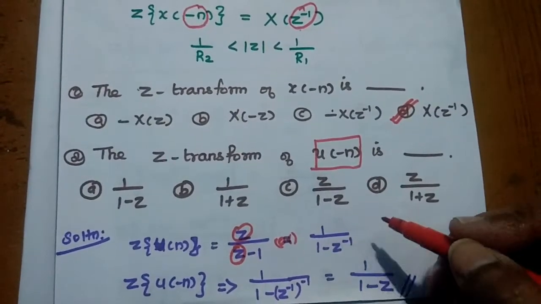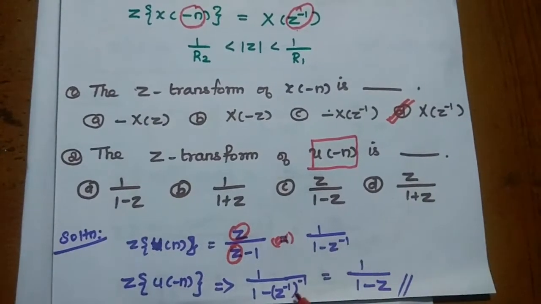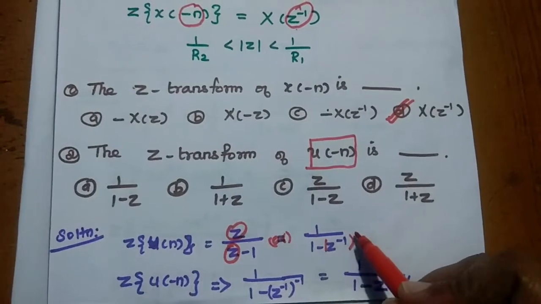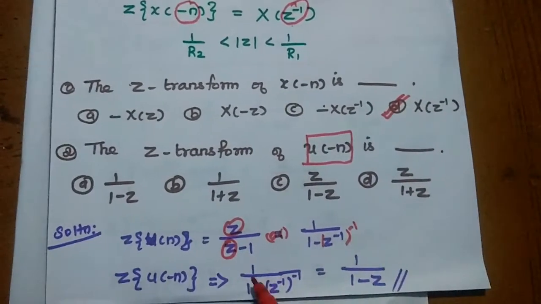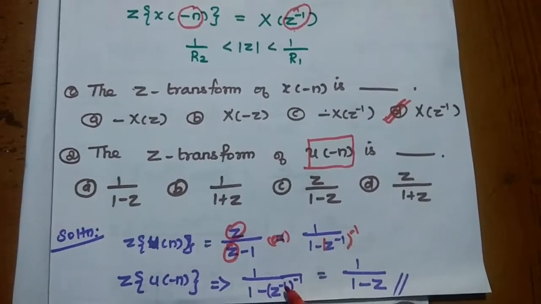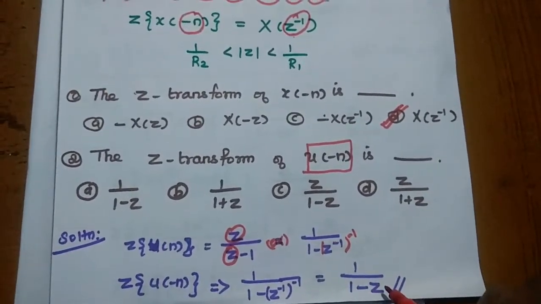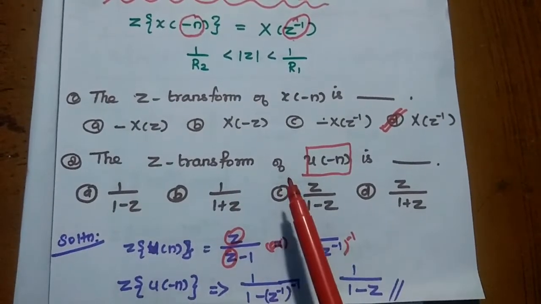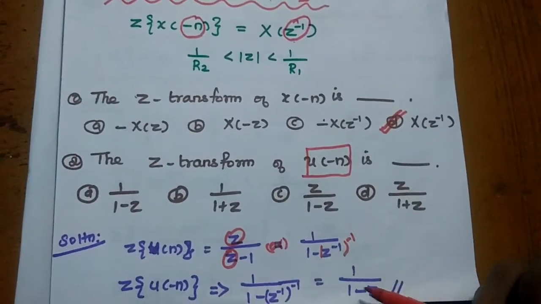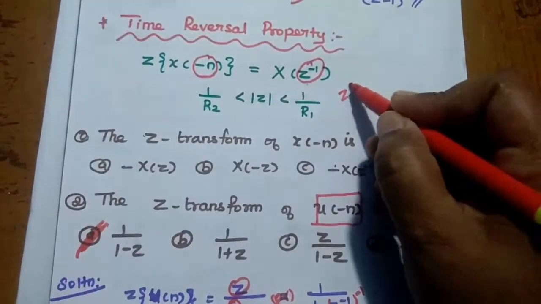Okay, so we are going to take the inverse. So here in 1 by 1 minus z inverse, we are going to replace this z inverse by the inverse value. So 1 divided by 1 minus z power minus 1, the whole power minus 1. So minus into minus is plus, and we get 1 by 1 minus z. Okay, so the Z transform of u of minus n is 1 divided by 1 minus z. The answer is here. So you should remember this.